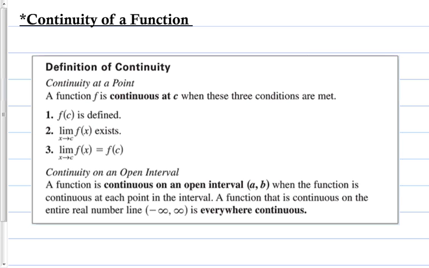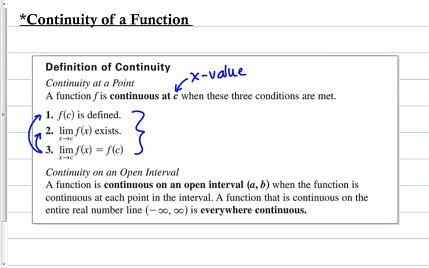Now, to determine if a function is actually continuous, it must meet these 3 requirements. To start you off, it's good to just list them off. A function f is continuous at c when these 3 conditions are met. Number 1, f of c is defined. That means whatever c is, which is my x value, if I plug it into the function or into the graph, I actually do have a value. It's not a hole. Number 2, the overall limit exists. That means from the left and from the right. And then number 3 relates back to 1 and 2.